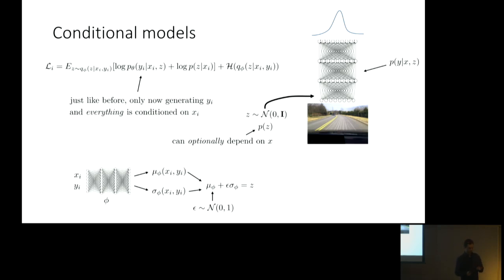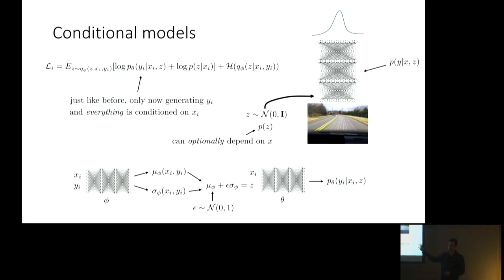Now your decoder, your p theta, takes in both z and x, as you can see up here. So you're going to take x again, you're going to take your z, feed it through your decoder, and that'll give you p theta of yi given xi comma z. So the only thing that really changed is that everywhere where we had x, now we have y, and everything is now conditioned on x. So we feed in both x and y, and here we feed in both x and z.